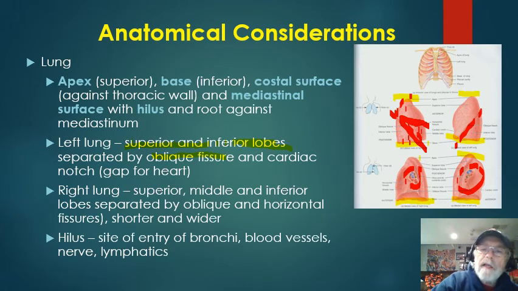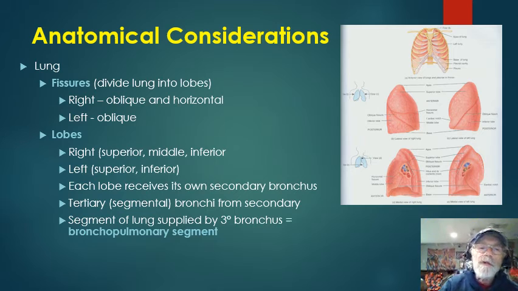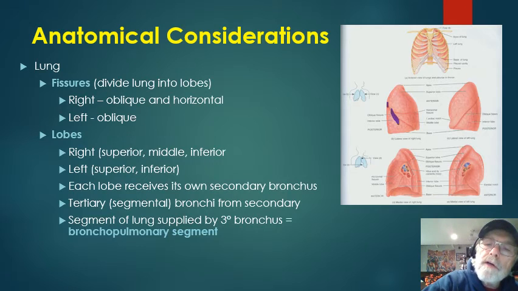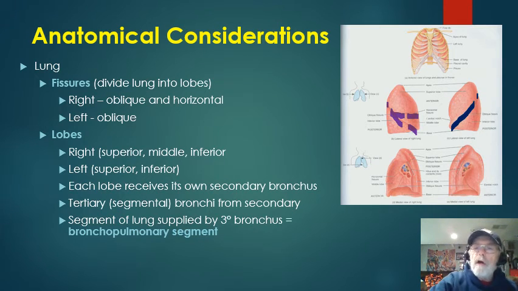Again, the hilus is where everything enters or leaves the lung. So these are the fissures. If I draw that, here on my right lung is the oblique and the horizontal, and on my left lung is the oblique fissure right there. Upper lobe, lower lobe; upper lobe, middle lobe, lower lobe. That's what we have.